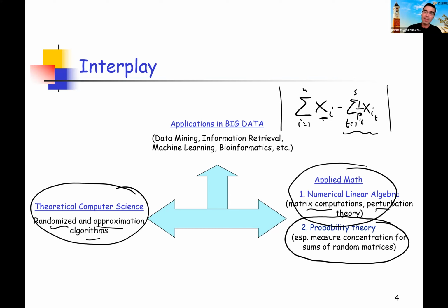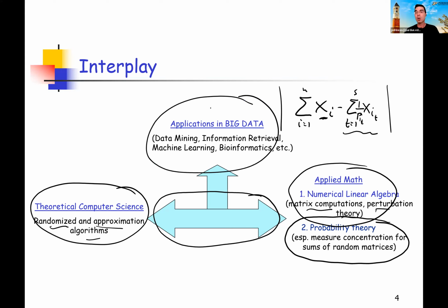So I should say that the area did not just do theory, so this is the more theory side between theoretical computer science and applied math. It also worked quite a bit on applications, and there are a lot of applications of some of these ideas of sketching in machine learning, bioinformatics, in data mining, information retrieval, even in deep neural networks.